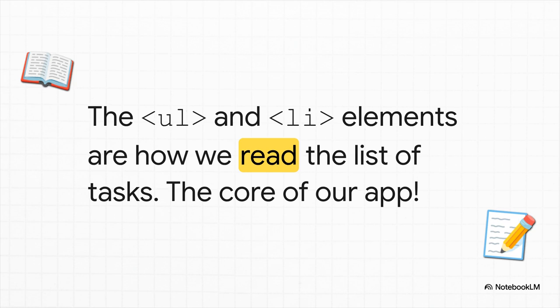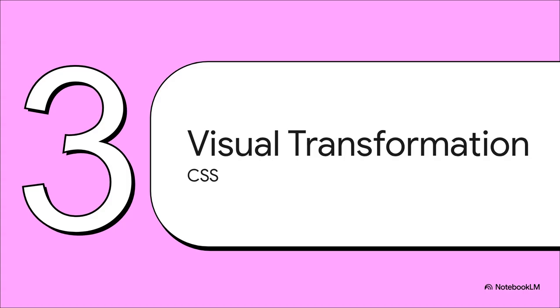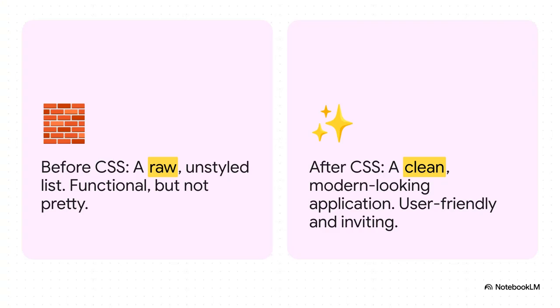But there's a problem. It looks, well, pretty bad. This is my favorite part. This is where the magic happens. We've got the skeleton, but now it's time to give it some skin. We're going to use CSS, which stands for Cascading Style Sheets, to transform this raw structure into something that actually looks good. And just look at the difference. It's night and day, right? On the left, that's our raw structure. It works, technically, but it's clunky. On the right, after we apply our styles, it looks like a real app. Clean, organized, easy on the eyes. It's the exact same structure, but a totally different experience.